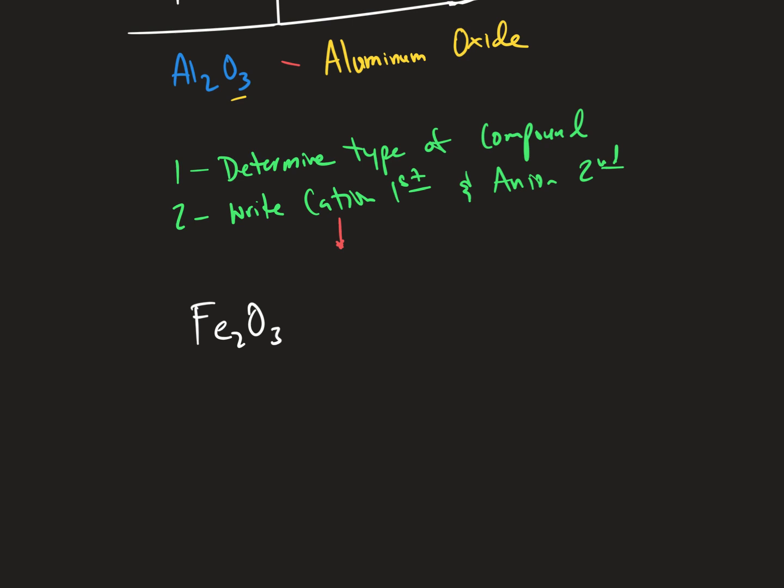Is it iron oxide? Is it iron 2 oxide? Or is it iron 3 oxide? Or is it something different? It's a transition metal, so you're going to have the Roman numeral. Oh, it is a transition metal. So is the Roman numeral 2?